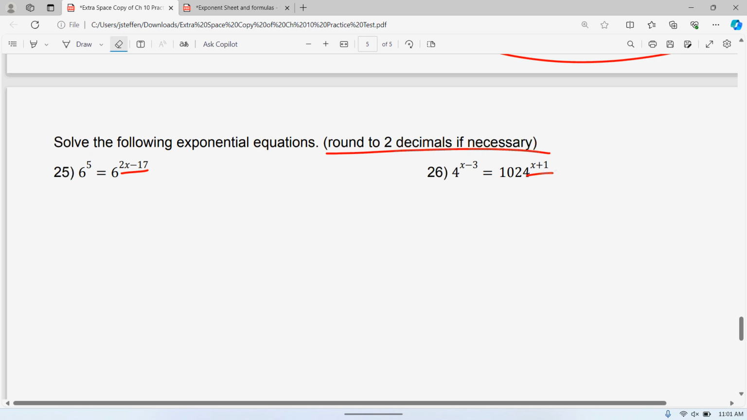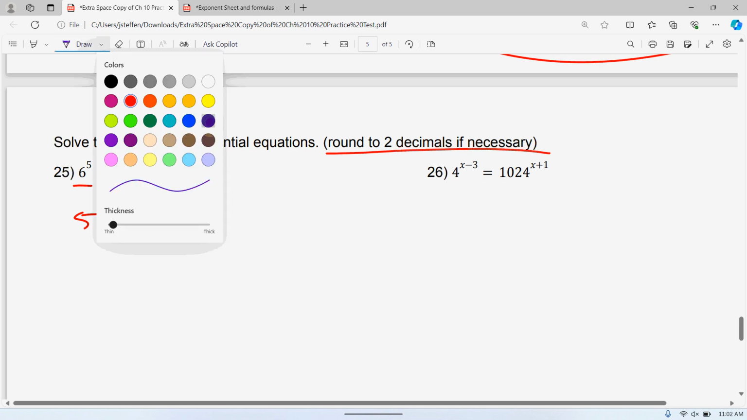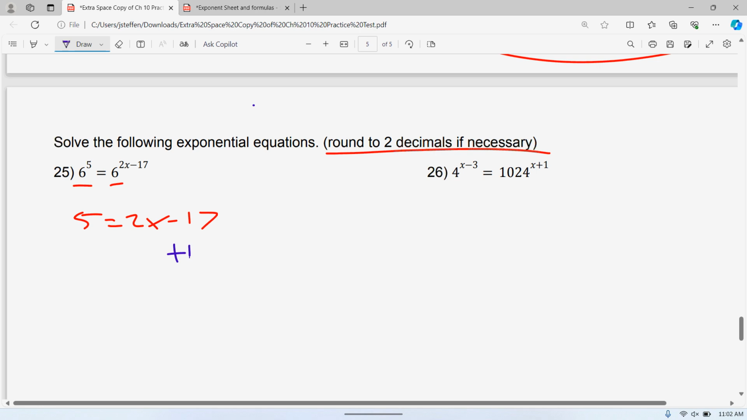For this first one, because it's already set up and the bases are the same, all we need to do is set those exponents equal to each other. Yes, you could use natural log, that's fine. I'll talk you through that here in a second, but I will not use it. It's like normal. 17 plus 5 is 22.